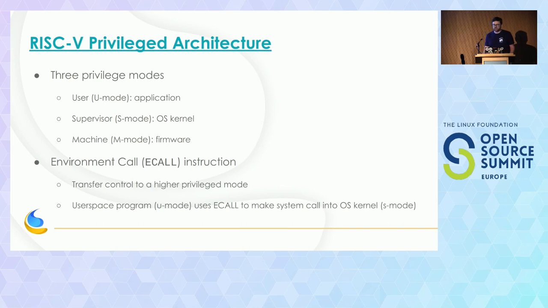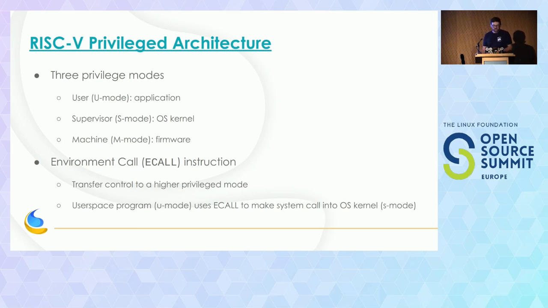So one of the things that's important to running an operating system on RISC-V is the privileged architecture. So this defines three modes. At the bottom, we have machine mode or M mode, and that would be where the firmware would run. Then we have supervisor mode or S mode, and that's where our OS kernel like Linux would run. And then at the top, the least privileged mode is user mode, and that's where our user space would run.